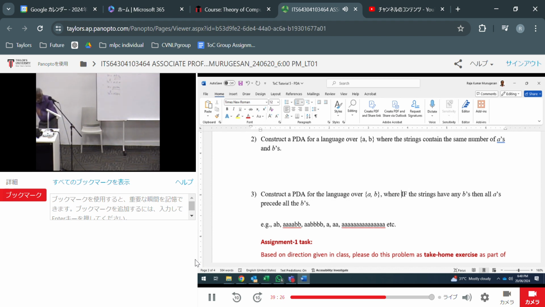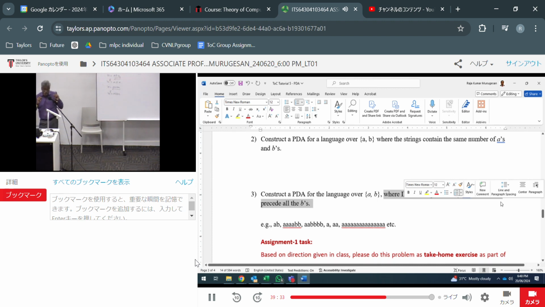Where, if the strings have any B's, there should be a comma here. If the strings have any B's, then all A's precede all the B's.